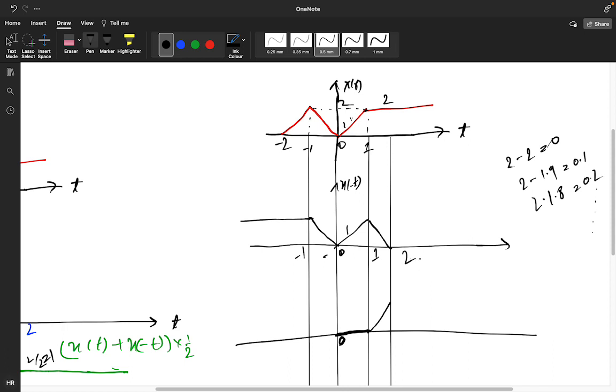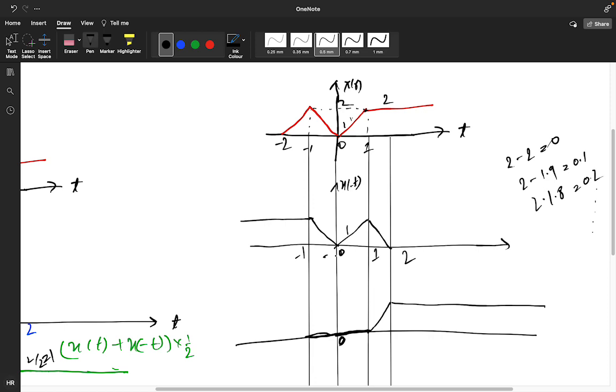So up to what point will it increase? Up to this point. Then it will become 0, so 2 minus 0. So the value will flow like this. What about this? What about this? Same thing, it will be 0 only.